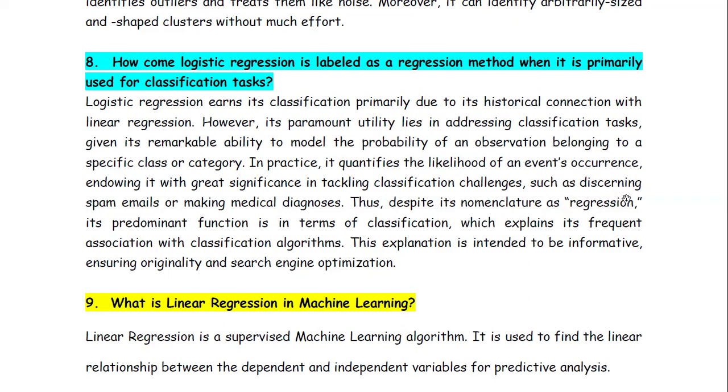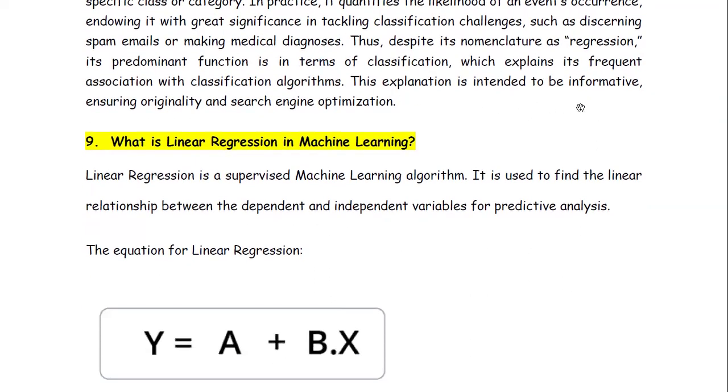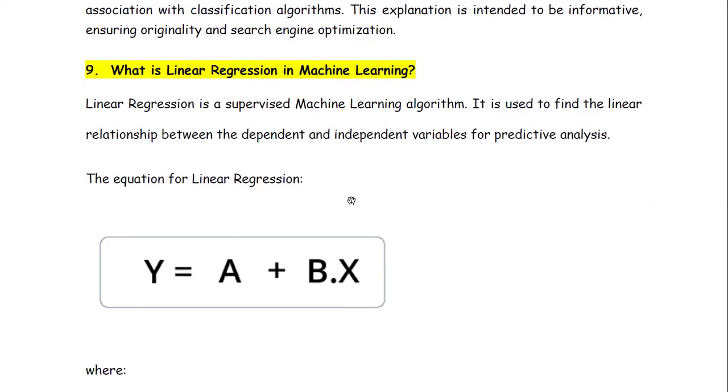like discerning spam emails, which is a very important area of research, where some already very efficient methods are being developed, where you can identify that these are the mails that may be tagged as spam, because we don't have enough time to go through all the emails. We want important emails in front of us, right? Then, despite its name containing regression, its predominant function is classification, which explains its frequent association with classification algorithms. And this explanation is intended to be informative, ensuring originality and search engine optimization.